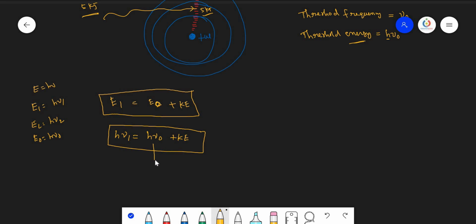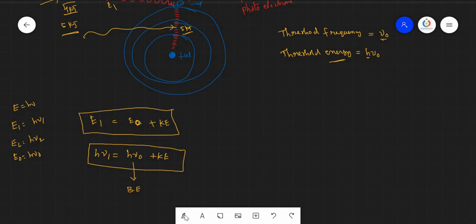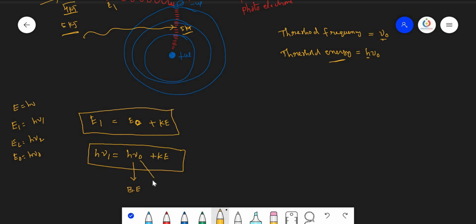This h nu naught is also called the binding energy, because it is the energy that helps to break the bond between the electron and the nucleus. Some textbooks give it as binding energy. This energy is also known as the ionization energy, because we are removing the electron and making the metal atom a metal ion. It is also known as the work function, W naught.